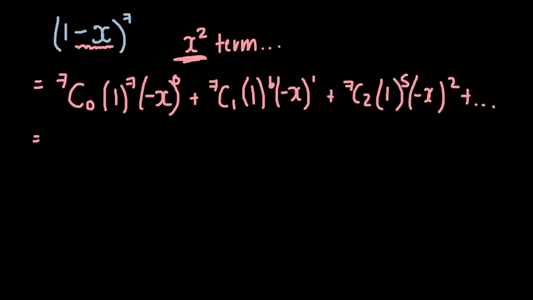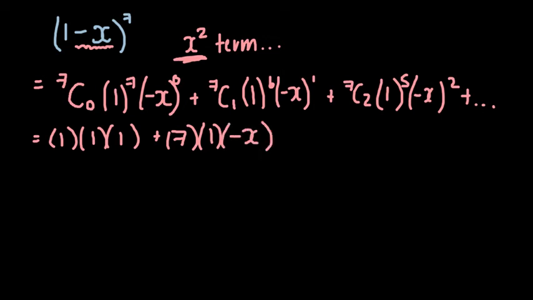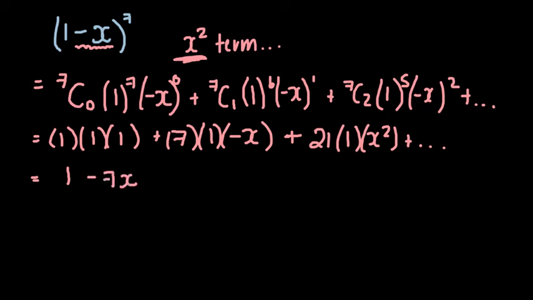Okay, 7 choose 0 is 1, 1 to the 7 is 1, and anything to the power of 0 is also 1. 7 choose 1 is 7, 1 to the power of 6 is 1, and minus x to the 1 is just minus x. 7 choose 2, I believe, is 21. 1 to the 5 is 1, and then minus x times minus x is plus x squared. Okay, sorting all my numbers out. 1 times 1 times 1, 1. 7 times minus x, minus 7x. And then 21 times x squared, plus 21x squared. And that's it.